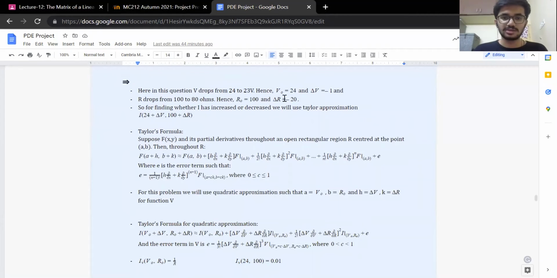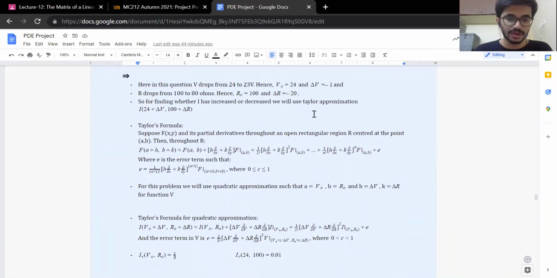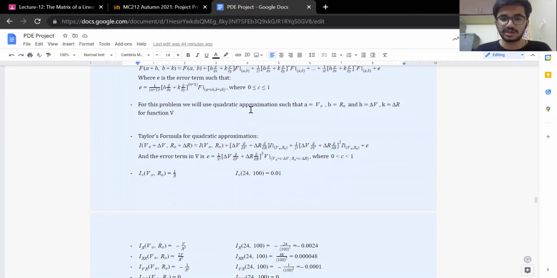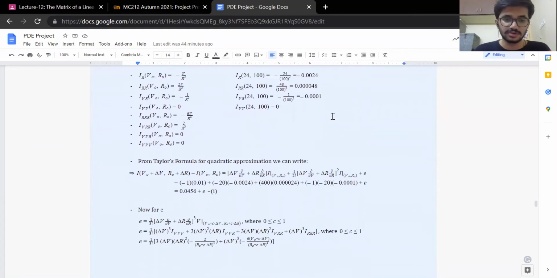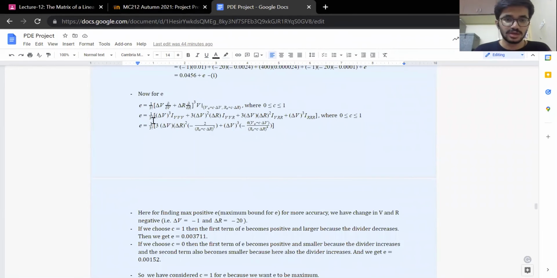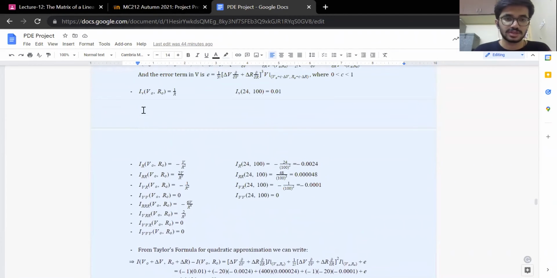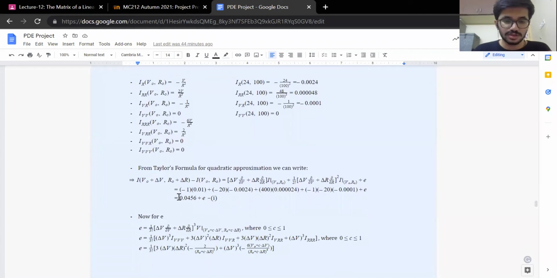Here are the delta values and initial conditions: V naught is 24, delta V is -1, R naught is 100, and delta R is -20. Substituted in Taylor's formula. Here too, I took the quadratic approximation. This is the error term. We need to check the C part as well, so here is the substituted value of C. This is the error part. I substituted, these were the calculations, and the values obtained. So I just put it out here.